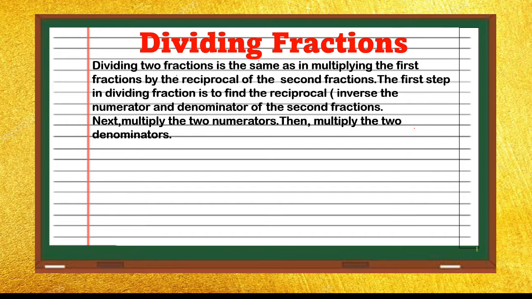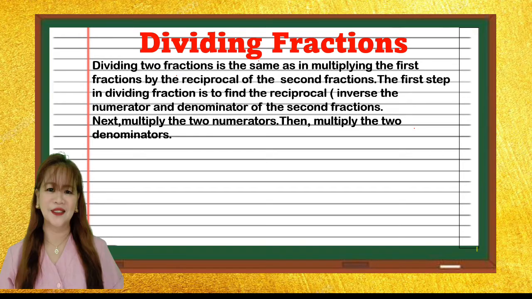So how are you going to divide fractions? Dividing two fractions is the same as multiplying the first fraction by the reciprocal of the second fraction. The first step in dividing fractions is to find the reciprocal. The reciprocal is to inverse the numerator and denominator of the second fraction. Next, multiply the two numerators, then multiply the two denominators.